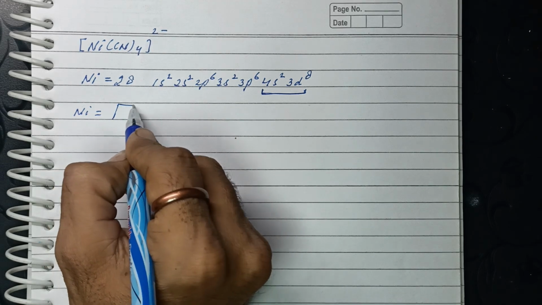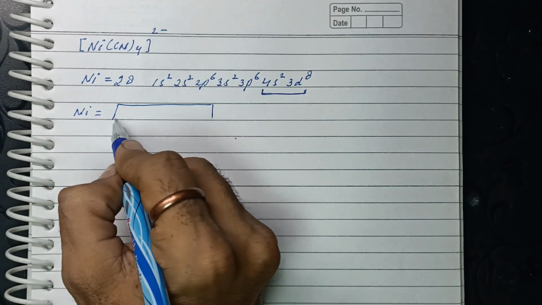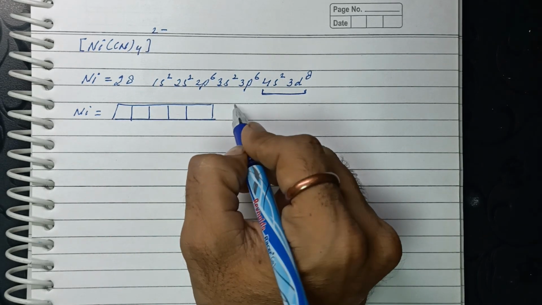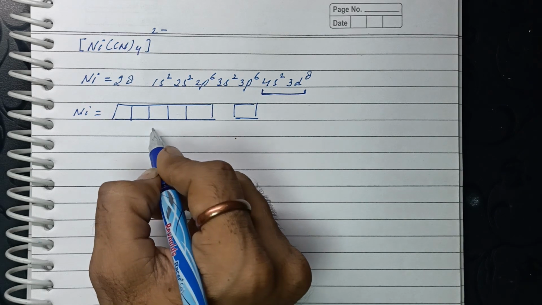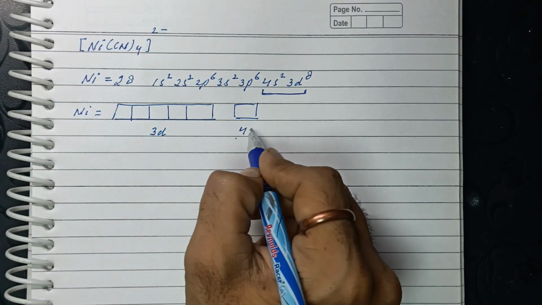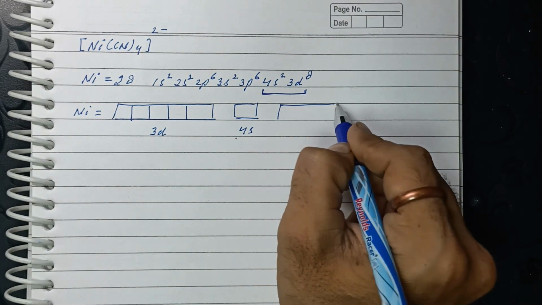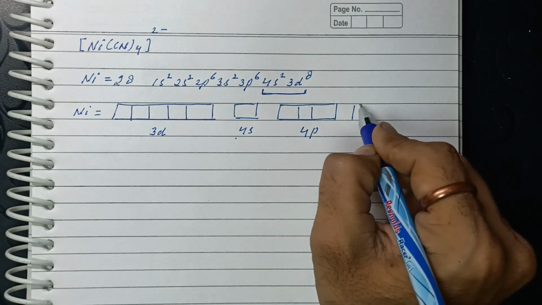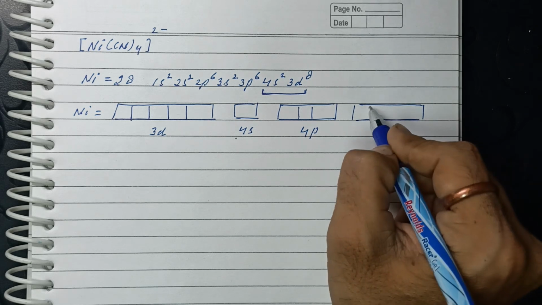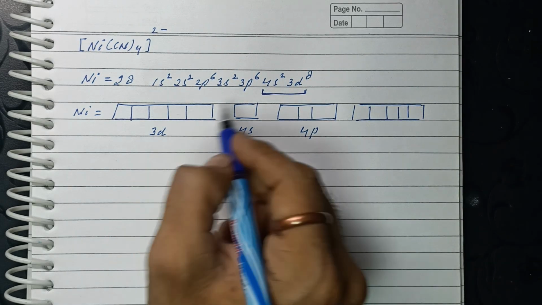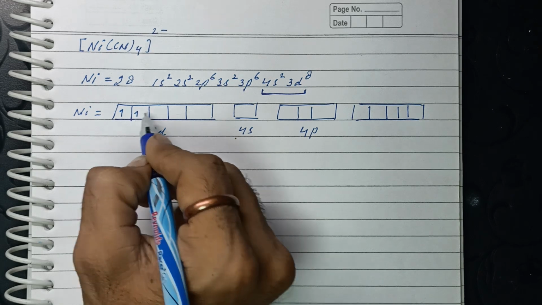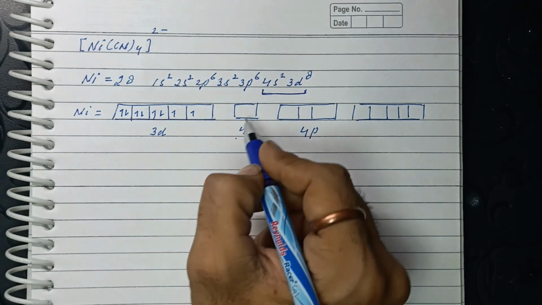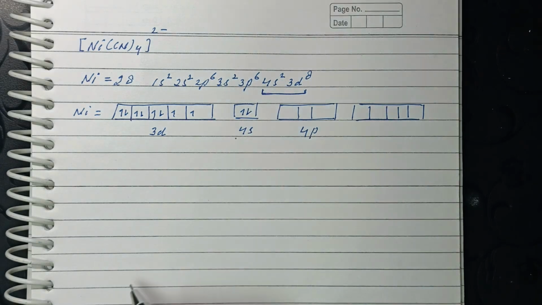You will write the third shell first and after that the valence shell. This is 3d, this is 4s. In the fourth shell there is p also. There is d also, but they are unoccupied. In 3d there are 8 electrons: 1, 2, 3, 4, 5, 6, 7, 8. In 4s there are 2 electrons.